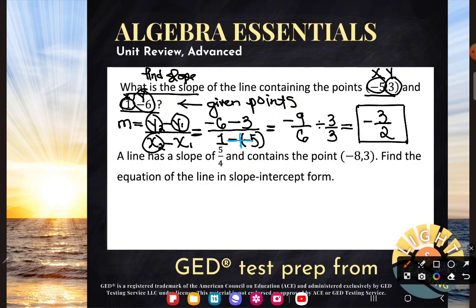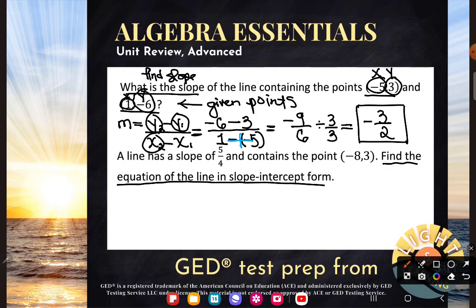Next example. A line has a slope of 5/4 and contains the point -8, 3. Find the equation of the line in slope-intercept form. All right. Asking us for something different this time. Another thing to do with lines, but this is also on the GED formula sheet. I'm actually going to have you look at 2 formulas. First thing. What they asked us to do is find the equation of the line in slope-intercept form.